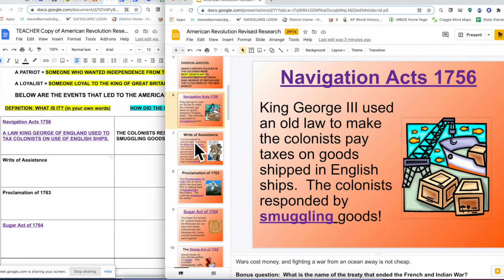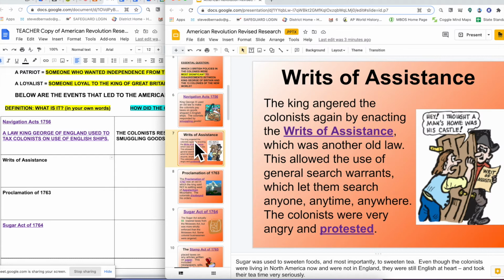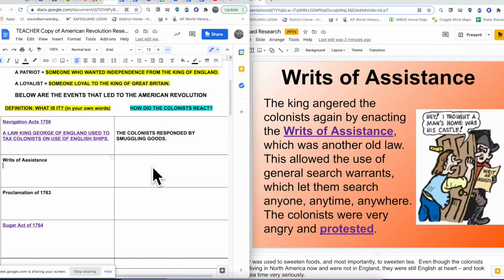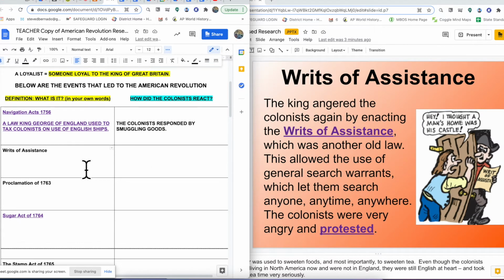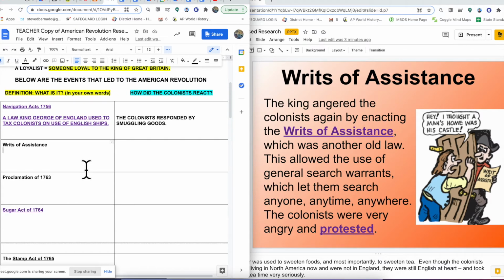Let's move on. So on the right hand side, click to the next. Well, I have the slideshow here. You have the writs of assistance. Okay, what were the writs of assistance? The King of England, angered by the colonists again, enacted the writs of assistance, which was another old law. This allowed the use of general search warrants, which let them search anyone, anytime, anywhere. Ooh, the colonists were very angry and protested.